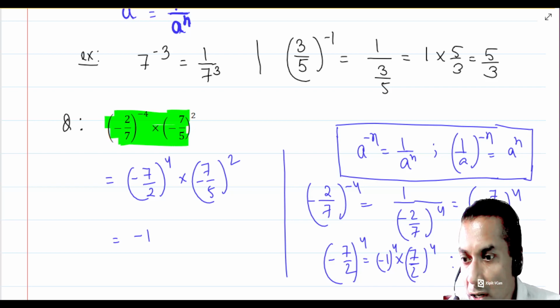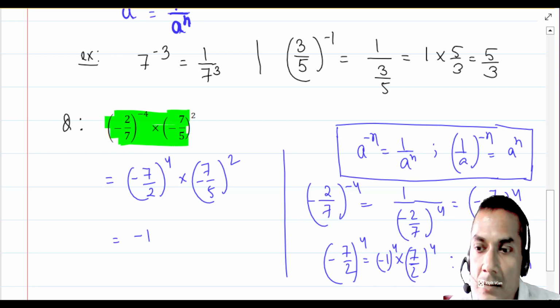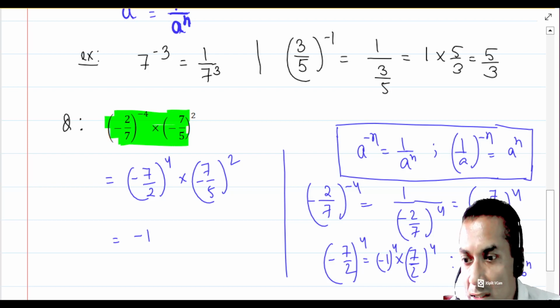If two different values have the same power, we know that we can separate it: a to the power n into b to the power n. Clear? The power will remain the same and be put on the different rational numbers. Clear?